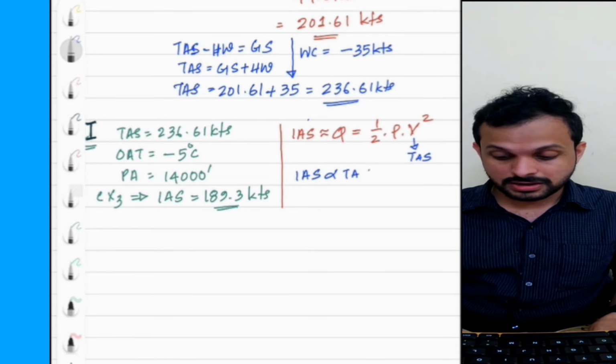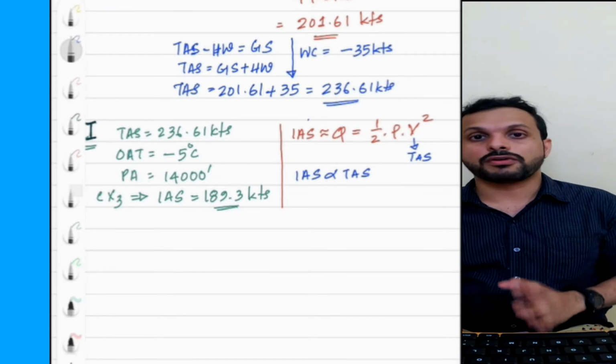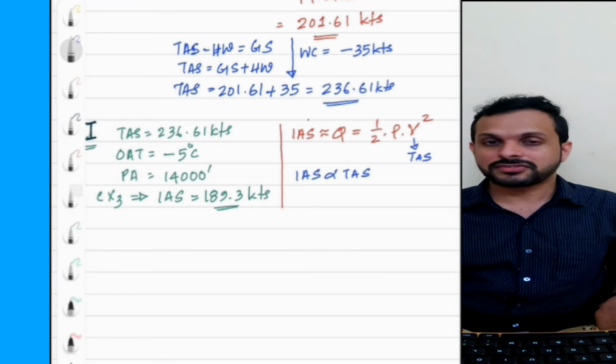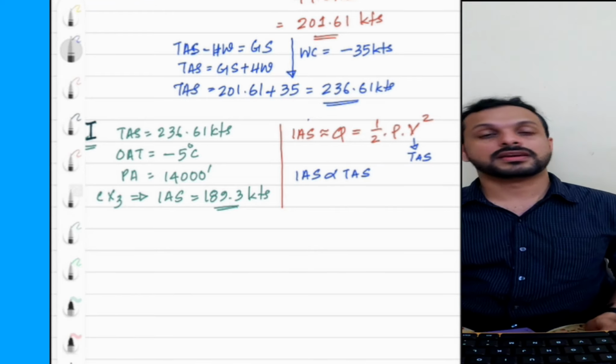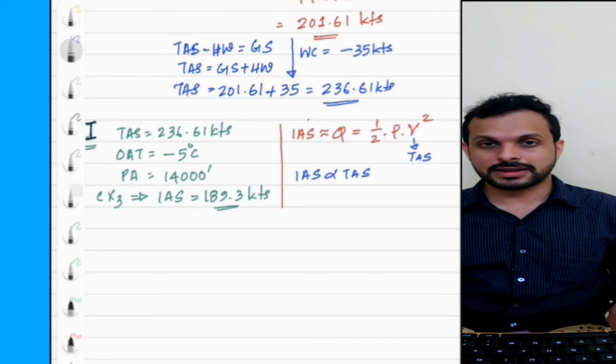So you can see that the indicated airspeed is proportional to the true airspeed. Remember, indicated airspeed is not equal to half rho v squared. It's indicative of half rho v squared. So it's not that indicated airspeed is proportional to the square of TAS. That doesn't work like that. Dynamic pressure is proportional to the square of TAS. Indicated airspeed is just indicative of dynamic pressure, and therefore indicated airspeed is directly proportional to TAS.